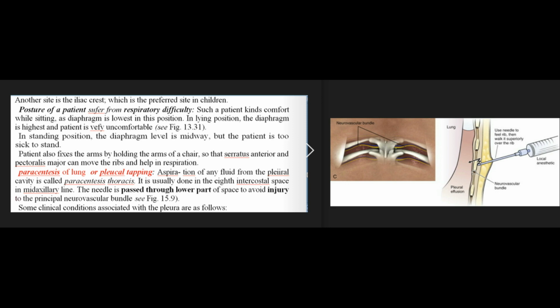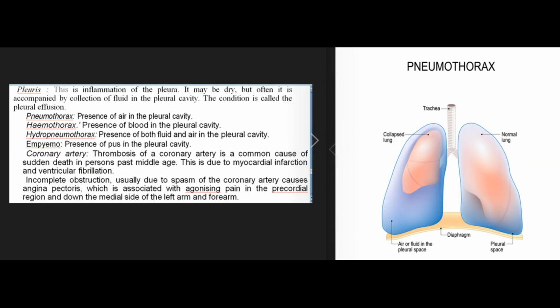Some clinical conditions associated with the pleura are as follows. Pleurisy, this is inflammation of the pleura. It may be dry, but often it is accompanied by collection of fluid in the pleural cavity. The condition is called pleural effusion. Pneumothorax, presence of air in the pleural cavity. Hemothorax, presence of blood in the pleural cavity. Hydropneumothorax, presence of both fluid and air in the pleural cavity. Empyema, presence of pus in the pleural cavity.